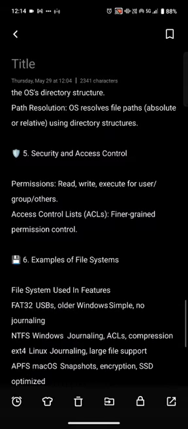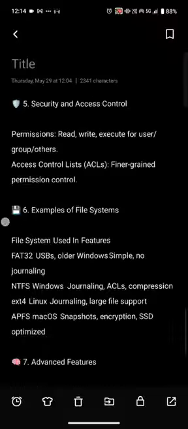Fifth one, security and access controls in file system. Permissions: read, write, execute for user, group, others. Access control list: finer-grained permission control.